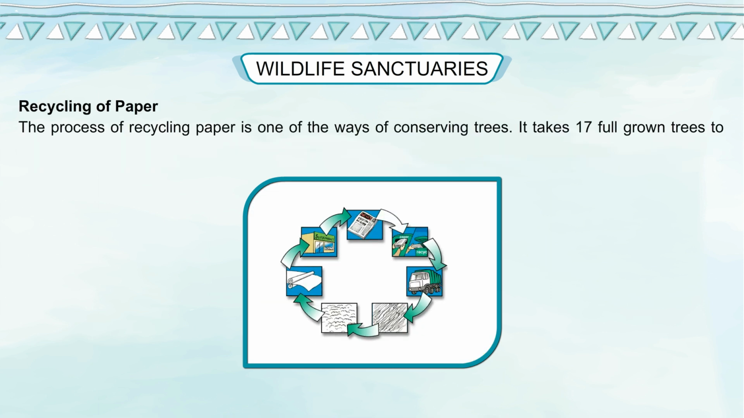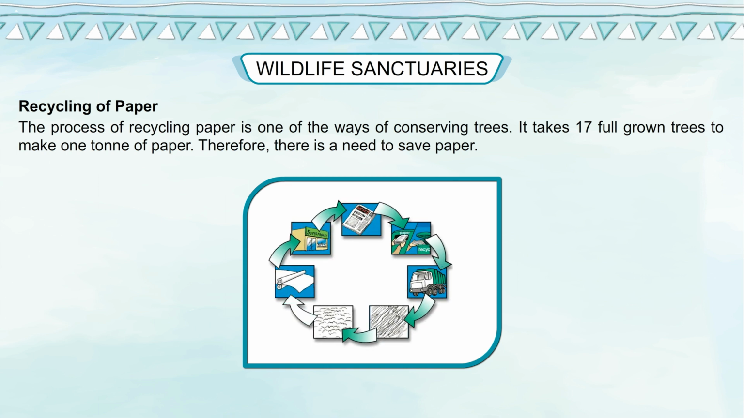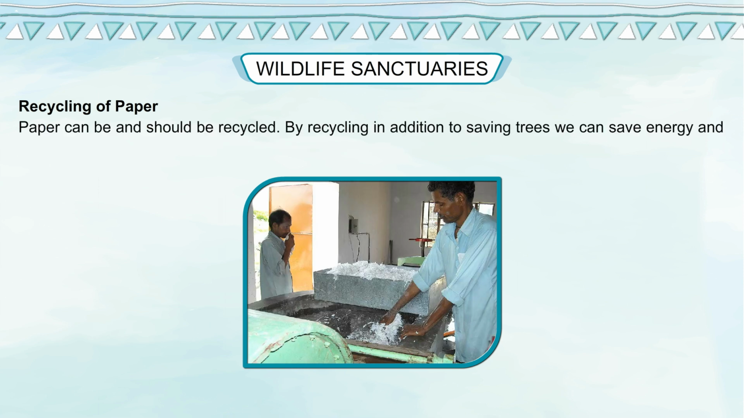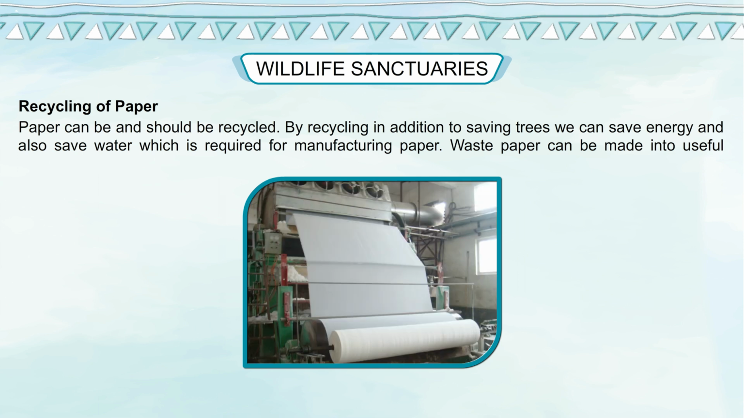Recycling of paper. The process of recycling paper is one of the ways of conserving trees. It takes 17 full-grown trees to make 1 ton of paper. Therefore, there is a need to save paper. Paper can be and should be recycled. By recycling, in addition to saving trees, we can save energy and also save water, which is required for manufacturing paper. Waste paper can be made into useful products such as packing, writing paper, etc.